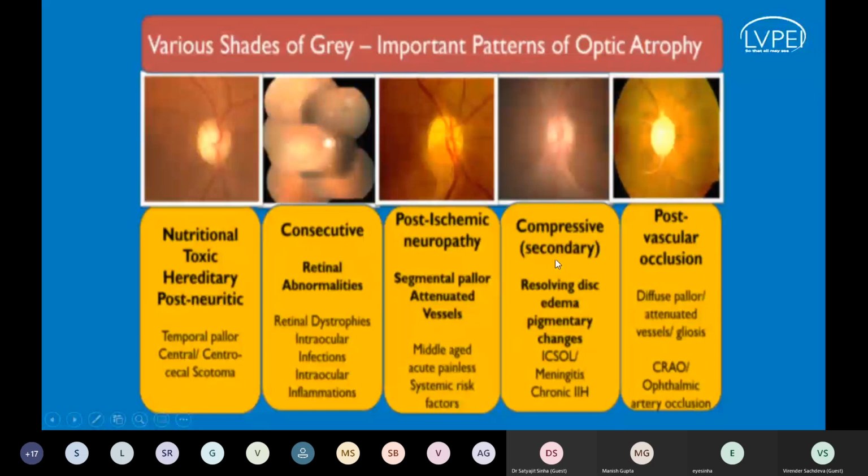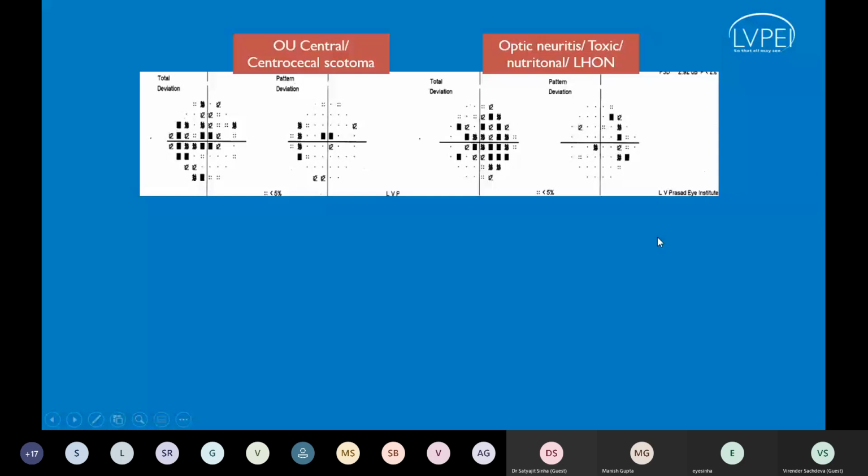kind of optic atrophy. Then you can have an optic atrophy in which you can see blurred margins as well as peripapillary pigmentary changes, which is suggestive of a compressive optic atrophy or optic atrophy secondary to the papilledema, and post-vascular occlusion where you see diffuse attenuation of blood vessels. So these are some of the common patterns that you should keep in mind that will help you in the clinic. The most important investigation after taking the history, doing a complete eye examination is visual fields.